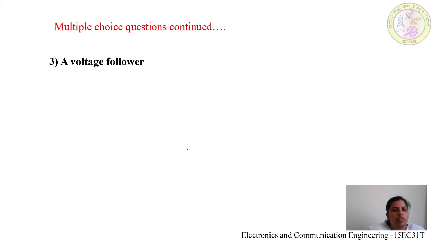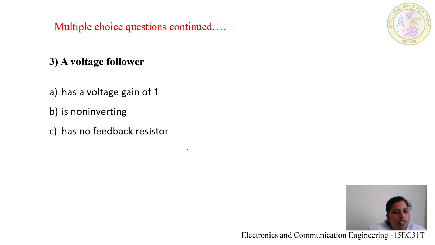Next question, a voltage follower. Option A has a voltage gain of 1. Option B is non-inverting. Option C has no feedback resistor. Option D has all of this. Voltage follower, yes, it has a voltage gain of 1. It is correct. It is a non-inverting amplifier. It is correct. It has no feedback resistor. There is no feedback resistor in a voltage follower. So option D is correct. It has all of the following. It is true for all. So the answer is option D.